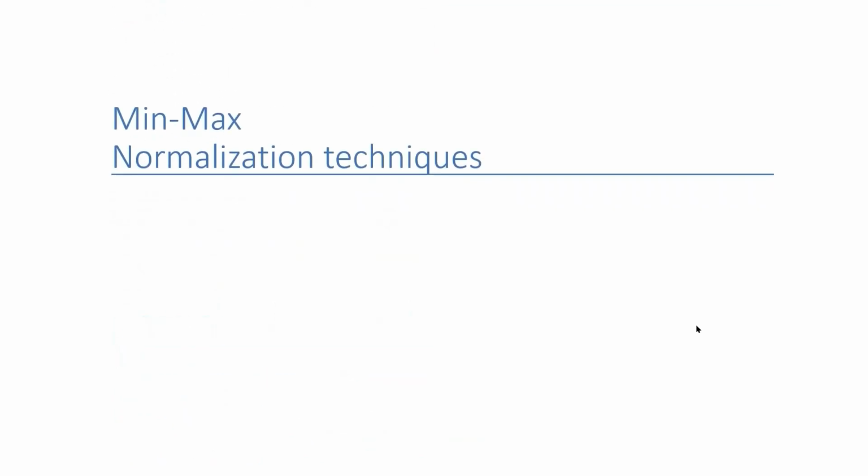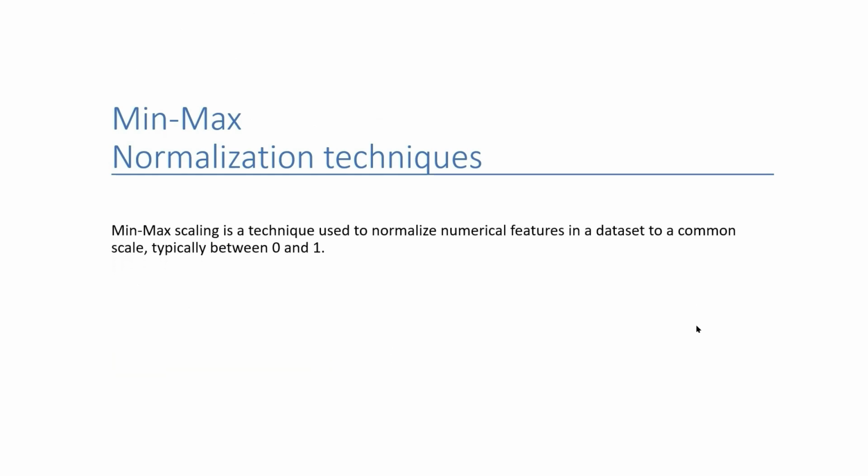Now let us study the min-max normalization technique in detail, because we are going to be using this method to normalize our data. Min-max scaling is a technique used to normalize numerical features in a dataset to a common scale, typically between 0 and 1. The formula for min-max scaling is x scaled. This x scaled is the new column that we get after we have successfully normalized our feature. So x scaled is equal to x minus x min divided by x max minus x min.